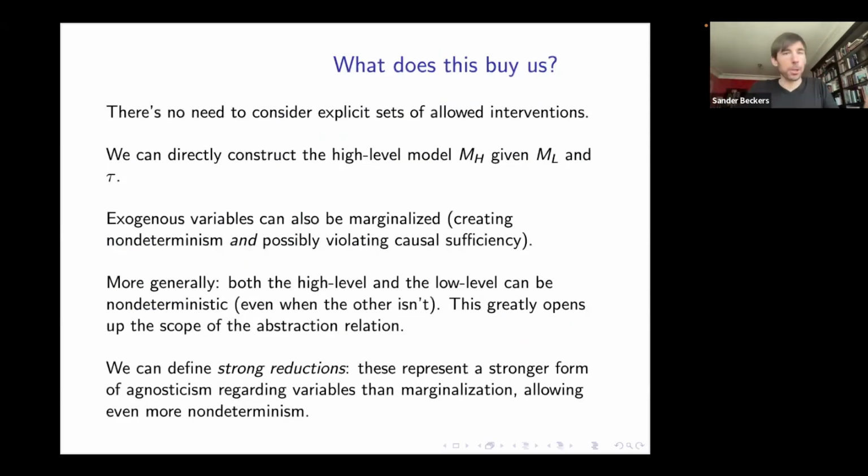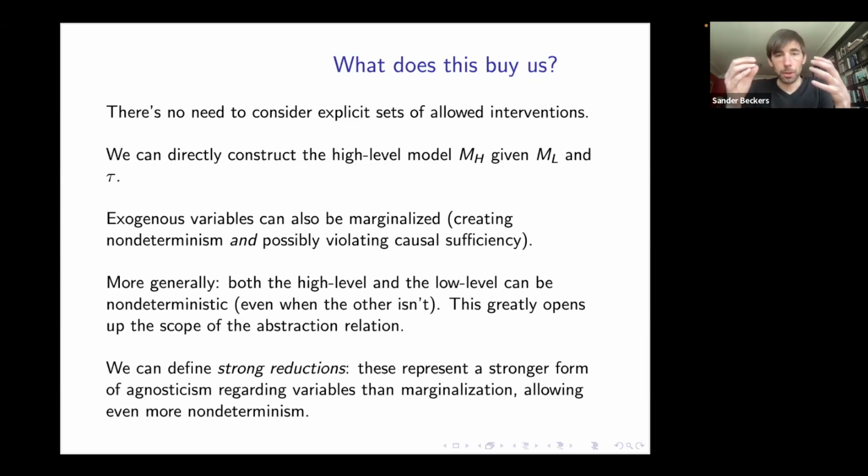Okay, why bother with all this, right? What's the point? Well, there are certain properties that this will allow for. So we don't need to consider an explicit set of allowed interventions. We can construct a high-level model directly. Also, we can marginalize away exogenous variables, which is something that couldn't be done previously. Now, of course, doing so will create non-determinism. And in fact, it might possibly violate causal sufficiency, because if you have an exogenous variable which is a common cause of two variables x and y, and you're marginalizing it away, then you don't know anymore that x and y were dependent.